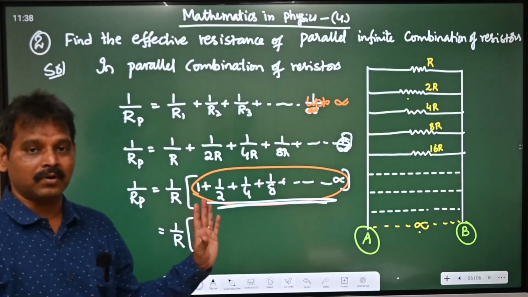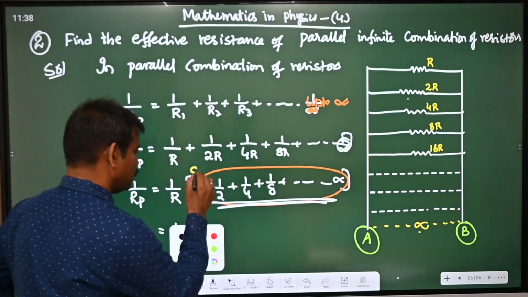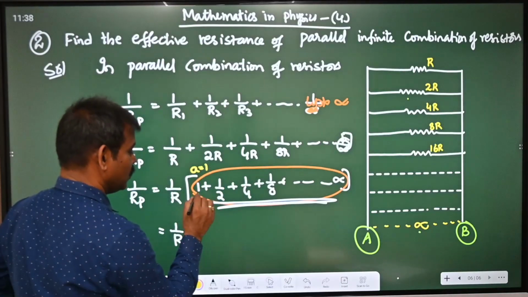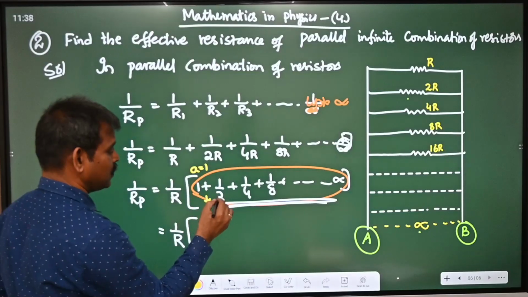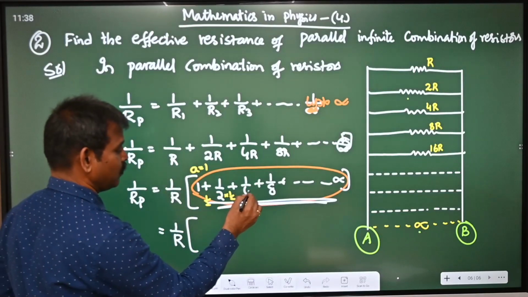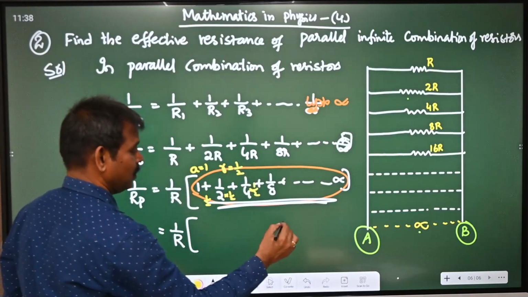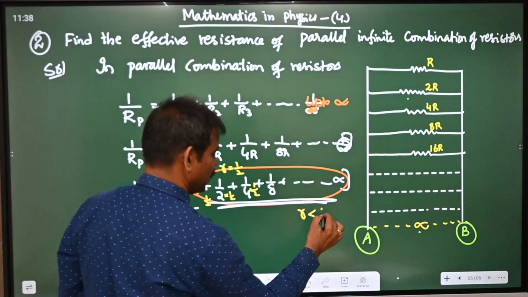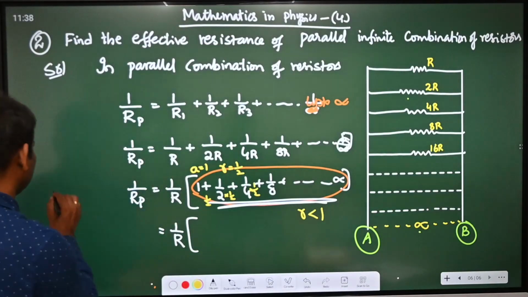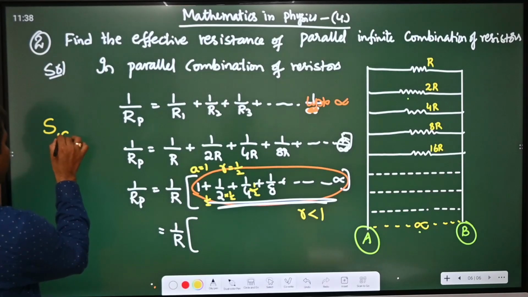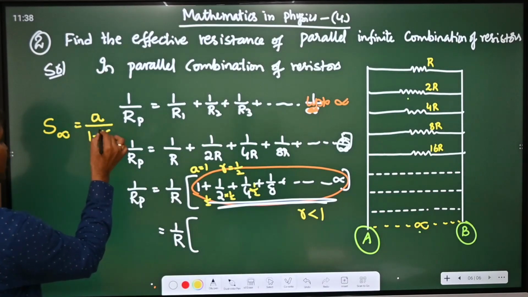First we have to check whether it is a geometric progression or not, GP. The first term is 1, common ratio: if you multiply 1 with half, 1 into half is half. Once again multiply with half, 1 by 4, 1 into 1 by 2. So the common ratio is half, and from this we can say r is less than 1. So what is the sum of infinite terms in this GP? Sum of infinite terms is first term by 1 minus common ratio.